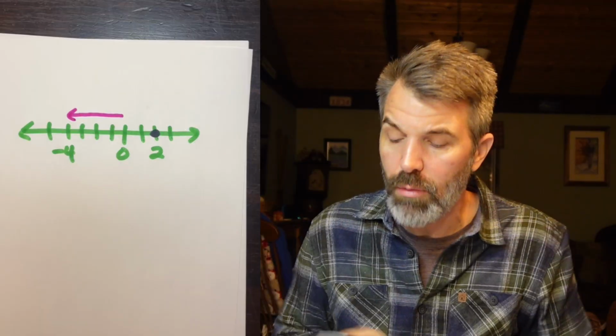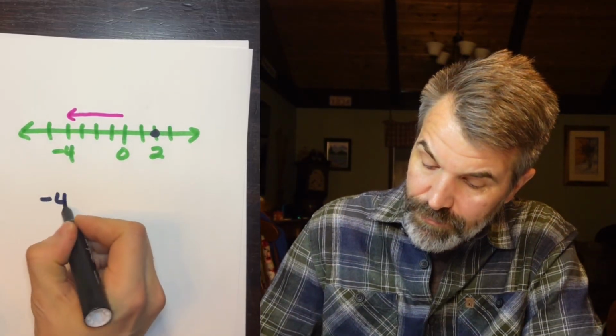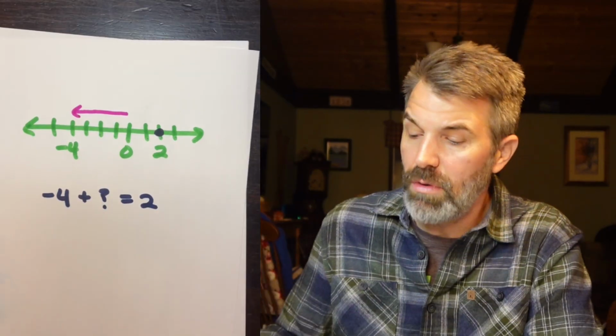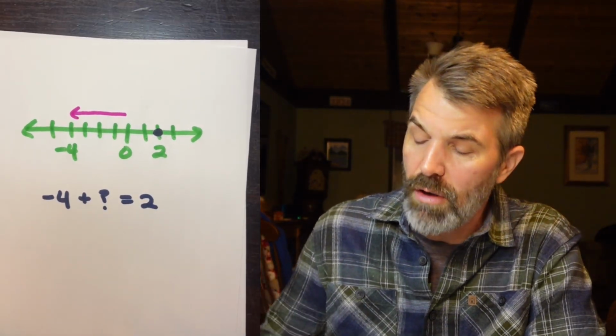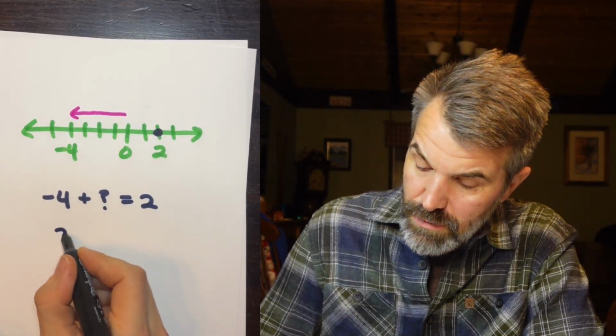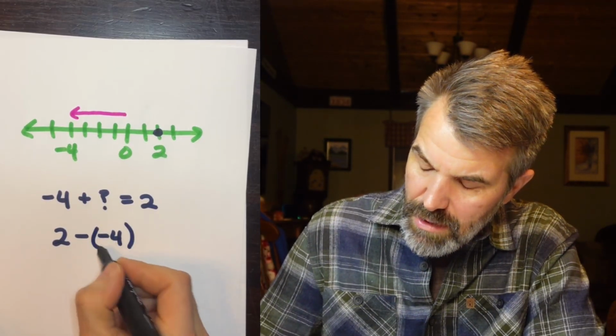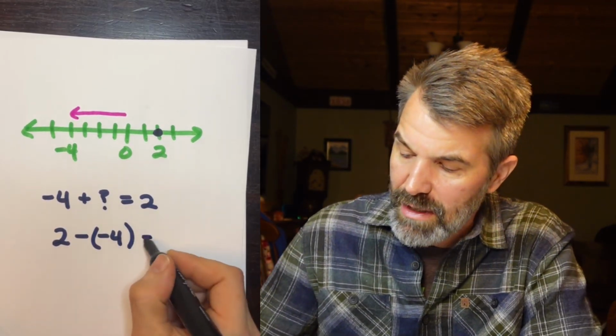process it, and there's nothing wrong with that. -4 plus what number is 2. That's going to be totally fair. That's what this is representing. But it also is representing the difference of 2 and negative 4. The difference of 2 and negative 4.